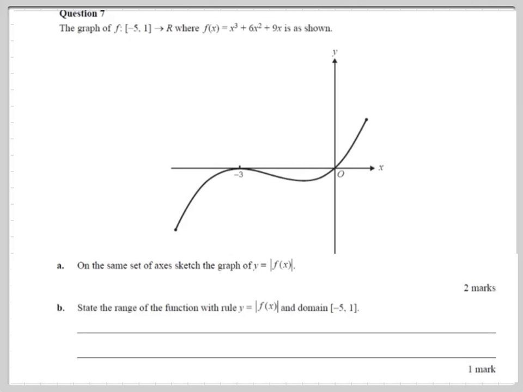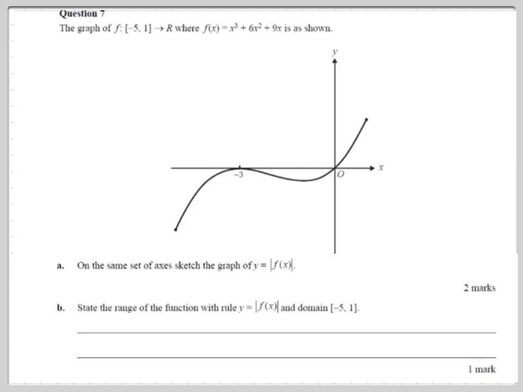Good, good, good. Question 7. What is this thing? We've got a function going from -5 to 1 in the domain mapping to the reals, where f of x is equal to x cubed plus 6x squared plus 9x. Alright, it's a cubic, and a mighty fine looking cubic too.